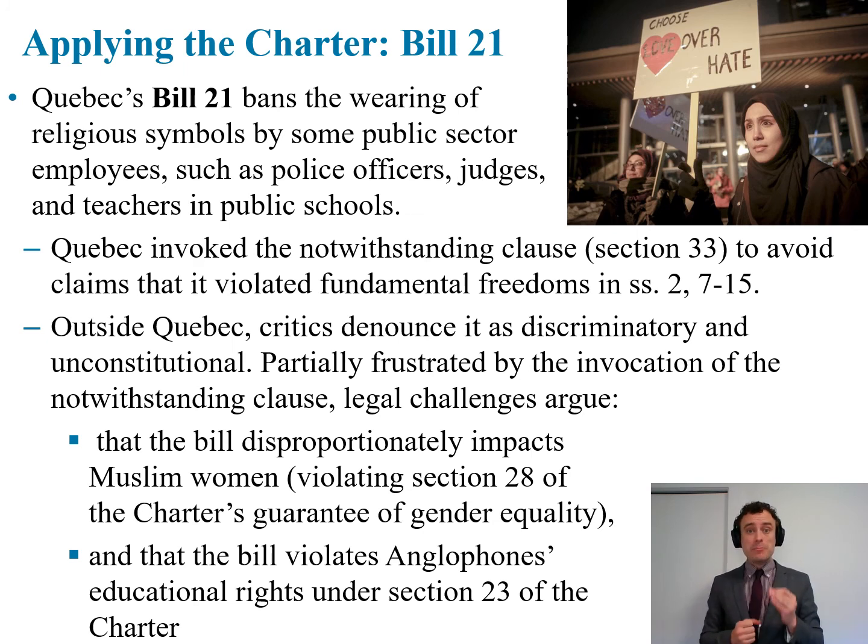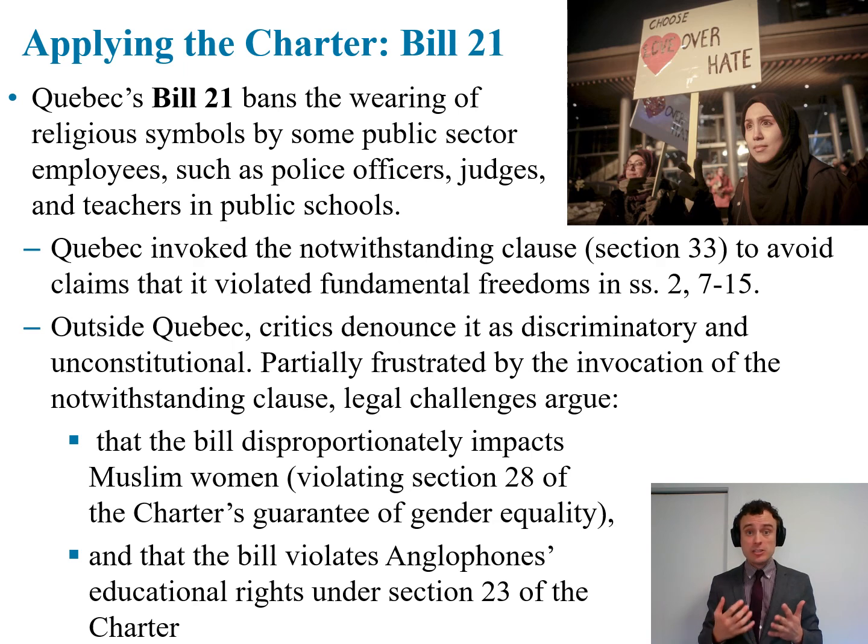Quebec invoked the Notwithstanding Clause, Section 33, in order to avoid claims that Bill 21 violated fundamental freedoms in Sections 2 and 7 through 15. Remember, the Notwithstanding Clause allows provinces to pass laws that place limitations on Sections 2 and 7 through 15. However, outside of Quebec, critics denounce Bill 21 as clearly discriminatory and unconstitutional. But these critics are partially frustrated by the invocation of the Notwithstanding Clause.